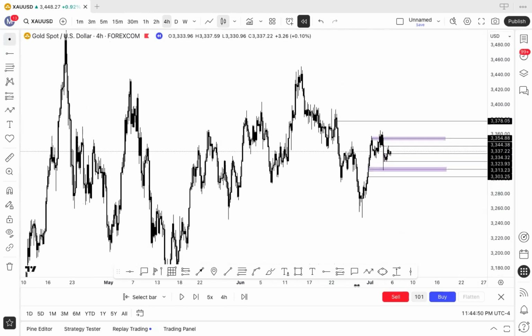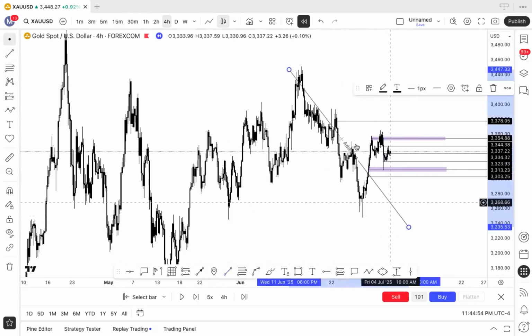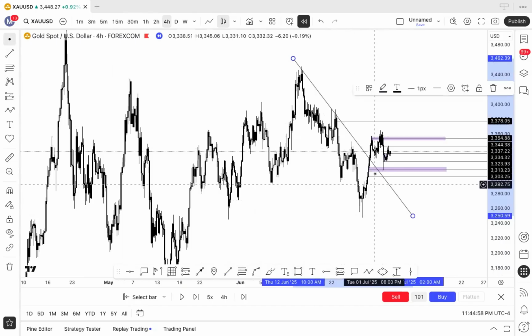We can clearly see that even if you were to draw a trend line, guys, we have been respecting bearish structure pretty nicely. Even though we did come out of this trend line here, we still respected this previous high here, still creating a lower high, essentially.